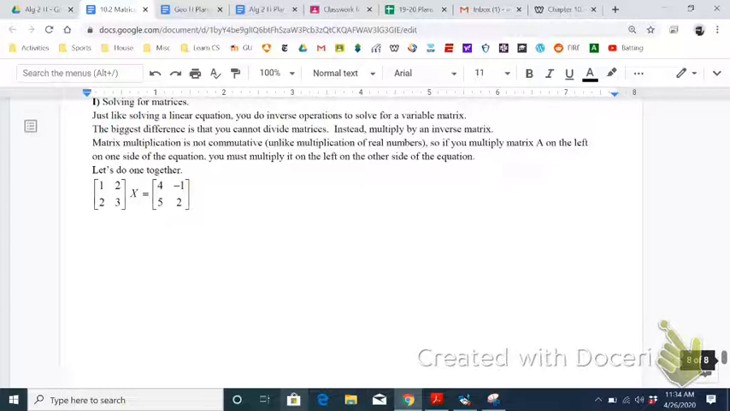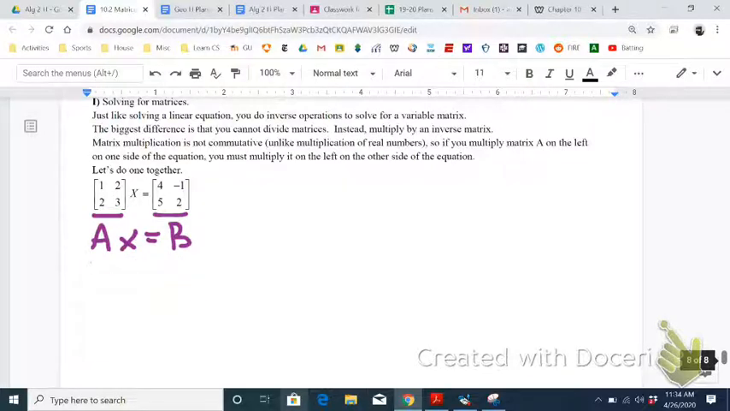So first thing I'm going to do is rename this matrix A, okay? Keep that as matrix X, and then call this matrix B, so that I could just write this out more easily. So I want to get X alone. I can't divide by matrix A. There's no such thing as matrix division.